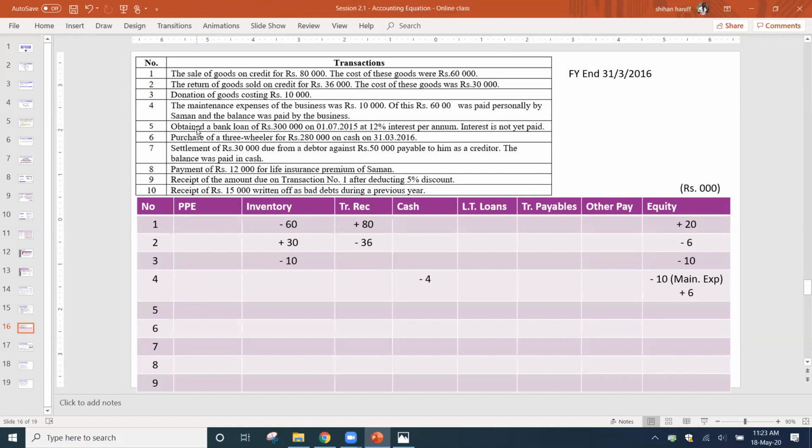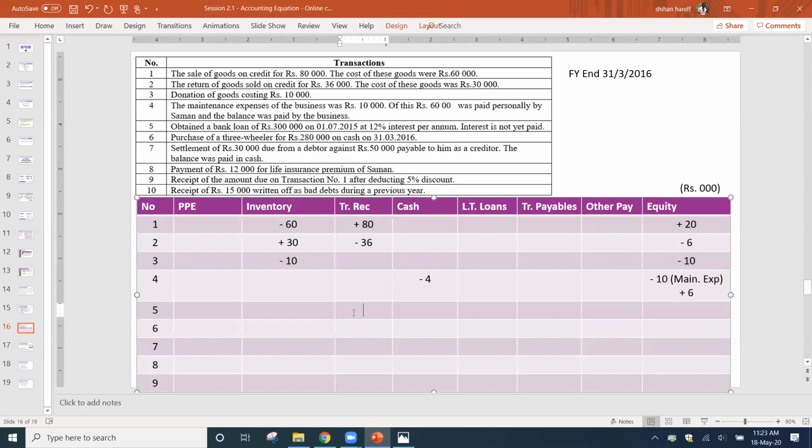Right. So, fifth transaction. Obtain the bank loan of 300,000. So first we have to record the bank loan. So what's the entry for bank loan? We are getting cash 300,000, and it is a long-term loan of 300,000.